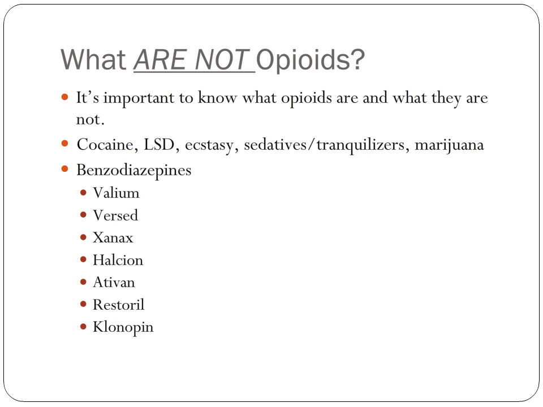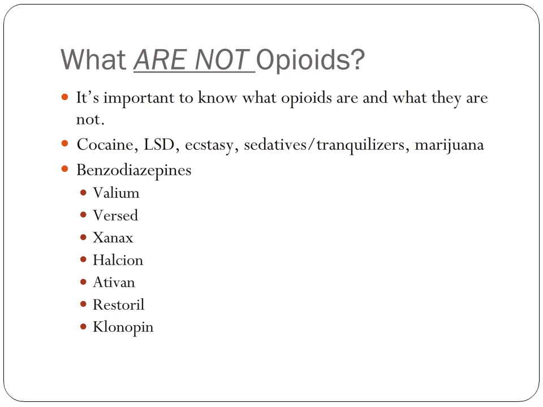One of the things that's very important to recognize is what are not opioids, because naloxone only works on opioids. It doesn't work on other types of drug overdoses. So it's very important to know what opioids are and what they are not.